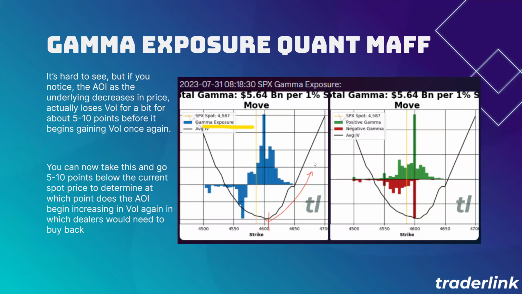So you can now take this and go 5 to 10 points below the current spot price to determine at which point the AOI begins increasing in volatility again, in which dealers actually need to buy back when that AOI starts increasing in volatility. I can go over this many times. If you have questions, you can always ask later in the Discord and I'll be there to help.